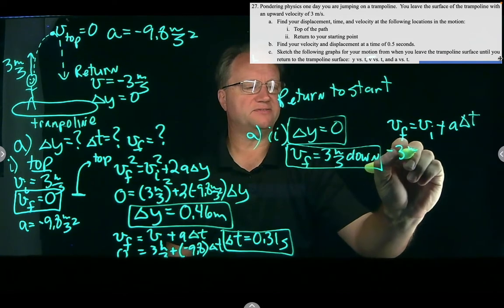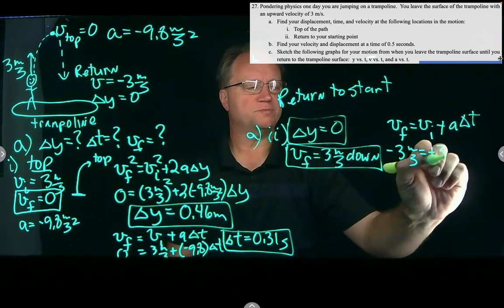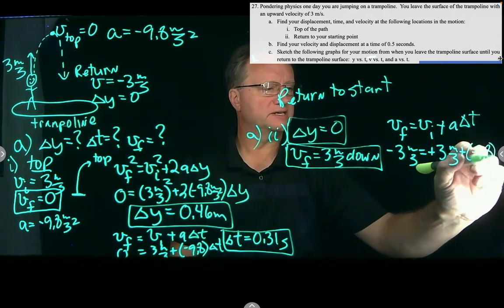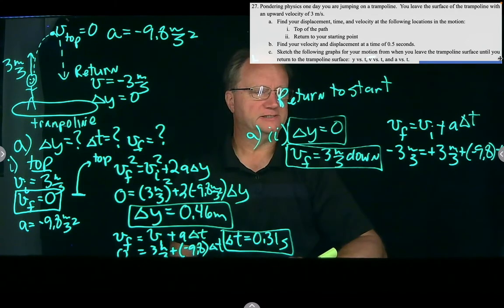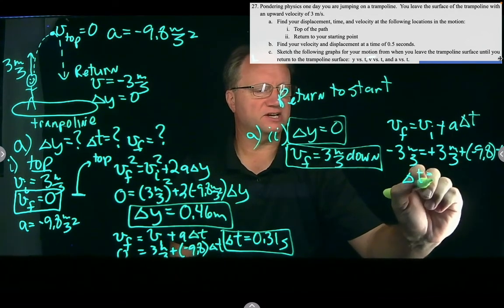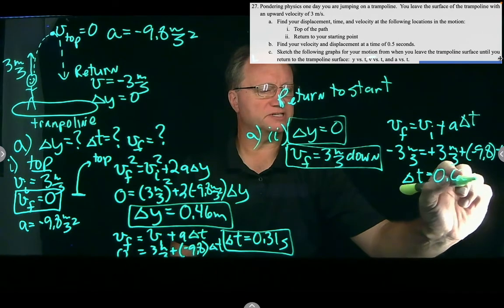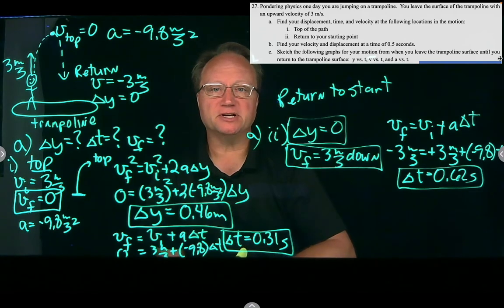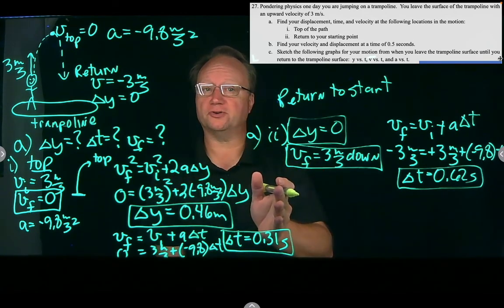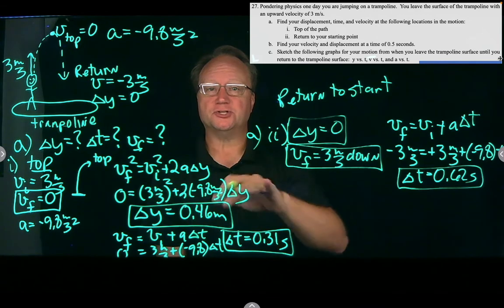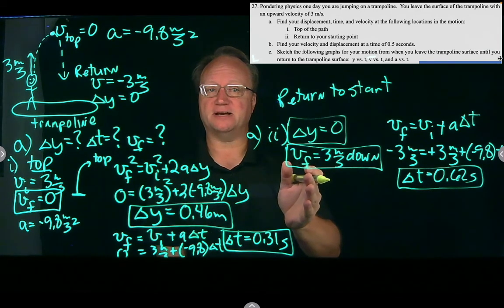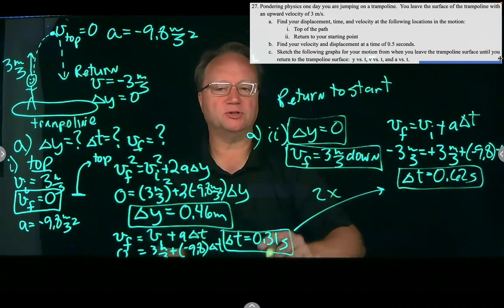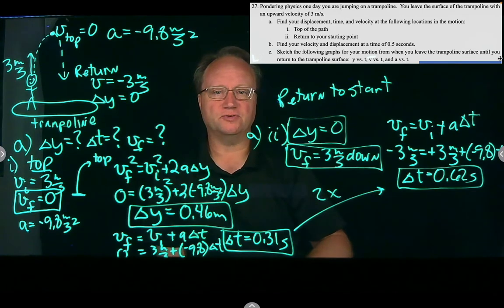And this would be negative 3 meters per second equals positive 3 meters per second plus a negative 9.8 times your time. And then solve down for that time, and you get a time of 0.62 seconds. You can also get to that time by inspection because you know that it is a parabolic curve and you're going to the same place on the other side. So then the time on the way up should match the time on the way down. And so we could also take this time and double it to get that time over there.